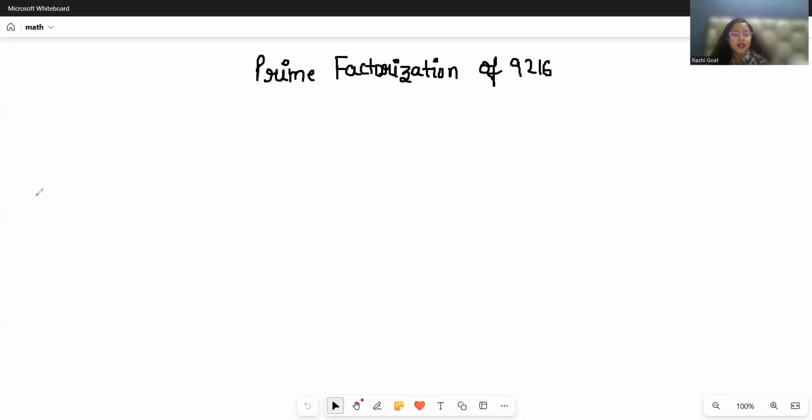It means expressing a number as a product of its prime factors. So those indivisible numbers are 2, 3, 5, 7, and so on. Or in other words, we will be finding out what prime numbers multiply together to give 9,216. So let's start.